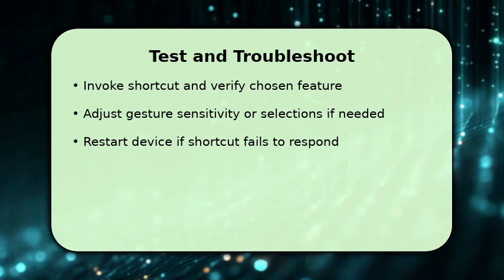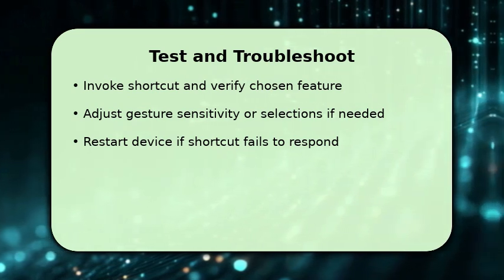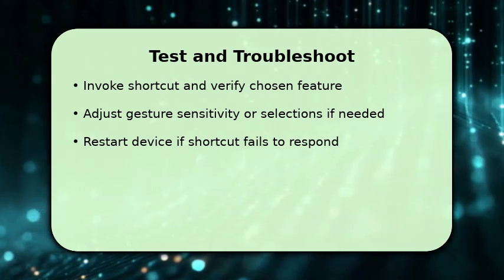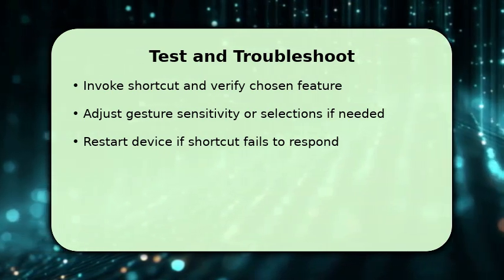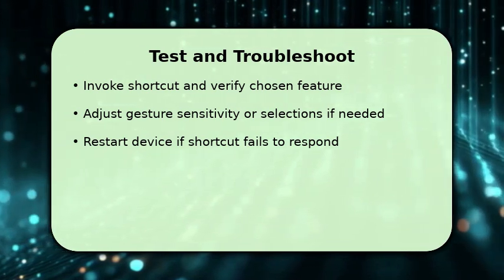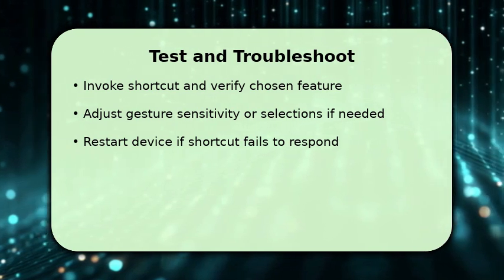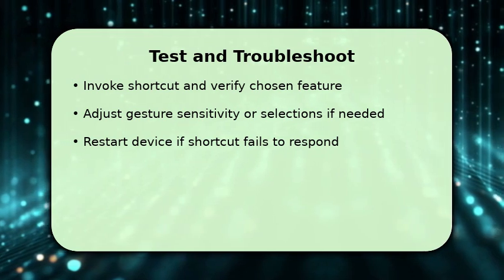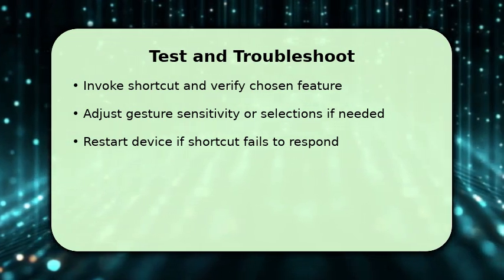You should invoke the shortcut exactly as configured and confirm the selected feature activates. This verifies both function and your memorized gesture. If it fails or triggers the wrong tool, go back to accessibility settings to tweak selection order or switch activation to reduce false positives. If problems persist, restart the device. That often clears state issues.